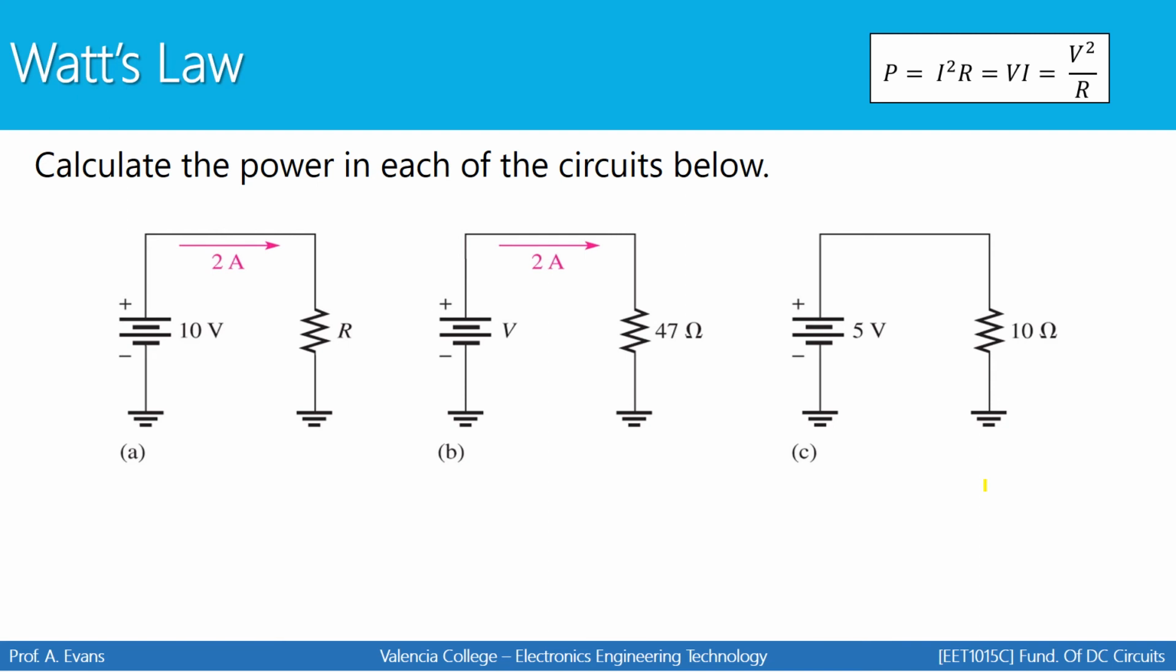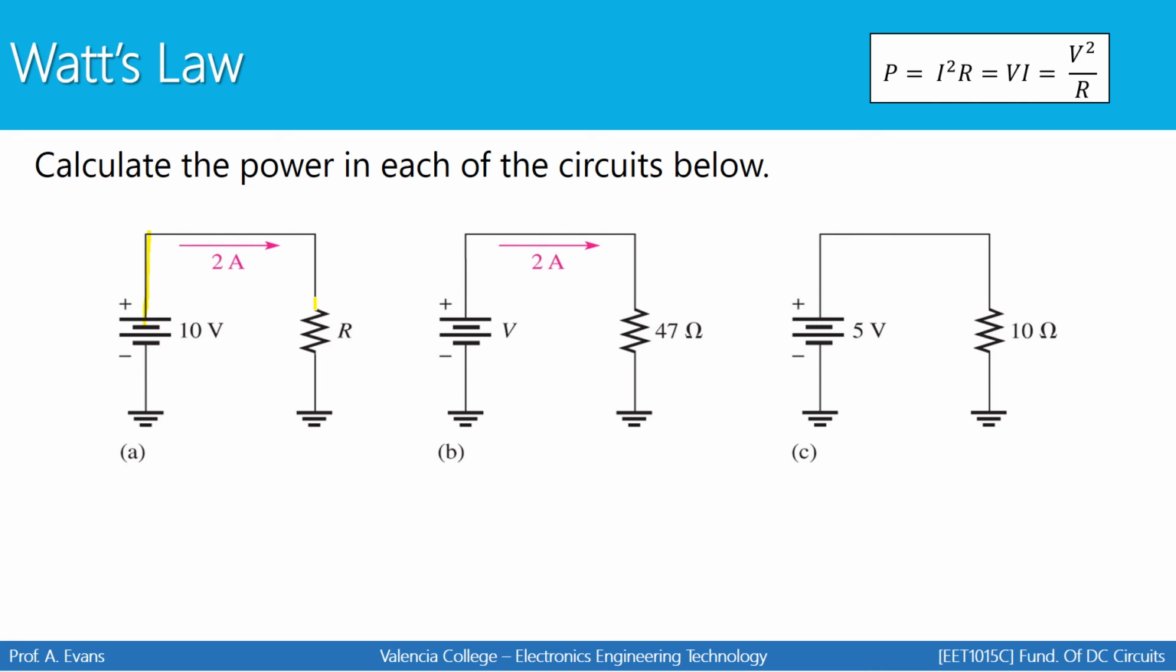Notice that circuit A has a 10-volt source. The polarity is labeled, so we know that current exits this way, travels around the circuit, and then returns through ground. We know the value of the voltage source is 10 volts, and we know the value of the current in the circuit is 2 amps. We don't know what R is.